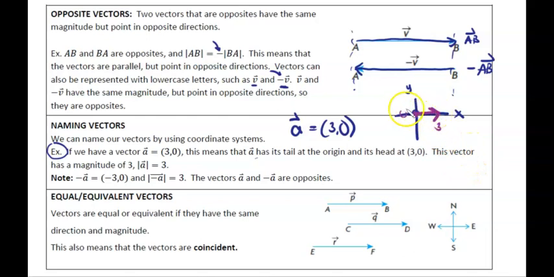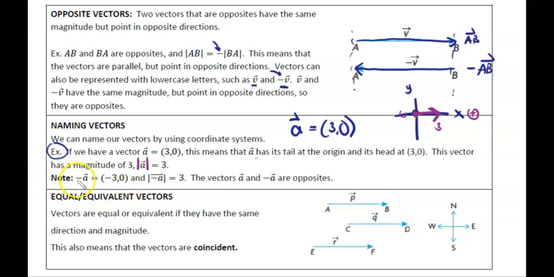And this vector has a magnitude of 3. And then it's moving to the right, so this vector would be positive. It's going east. How we denote the magnitude is with these two bars. The magnitude of vector A equals 3.